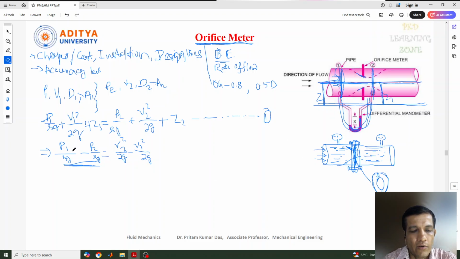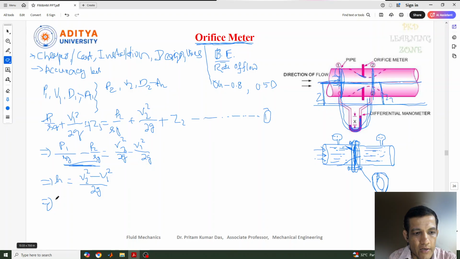So here also, if you want to add this z1 and z2 in this particular term, you can add it, or you can keep this one as it is. So this term we can write as differential head h equal to v2 square minus v1 square divided by 2g, and here I can write again v2 square minus v1 square, and this 2g I can keep it here, so that is 2gh.